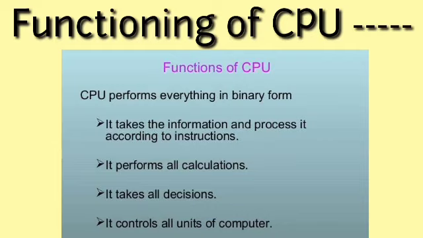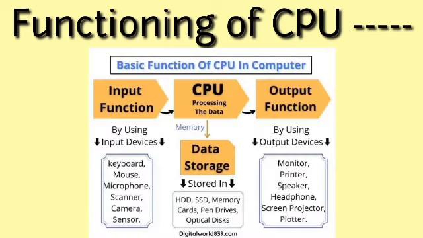The second one is that it performs all calculations. Whatever calculation-related work there is, it is done by the CPU. It also takes all the decisions, and it controls all the input and output units of the computer. So students, you can see the diagram. By this it is very clear how the CPU functions.